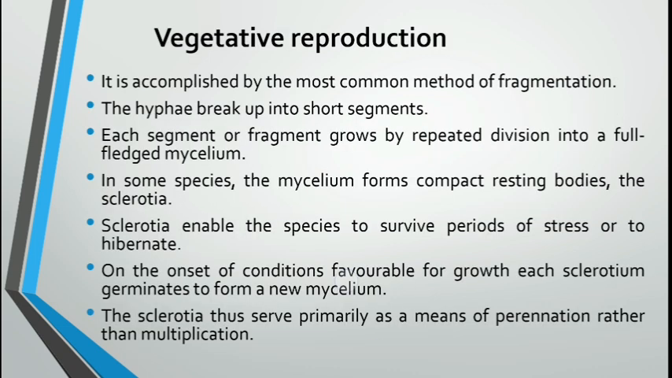So let's discuss. At first, vegetative reproduction. I have already told you, vegetative reproduction is the most common method of reproduction and it is the easiest one, by fragmentation. The hyphae break into several segments. Each segment develops as a new organism. So it is basically the basis of vegetative reproduction by fragmentation.